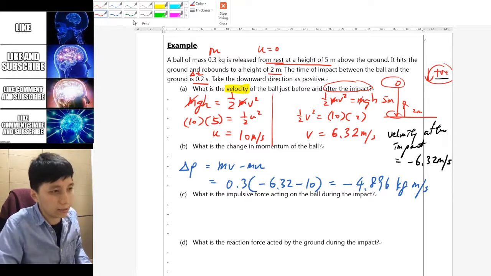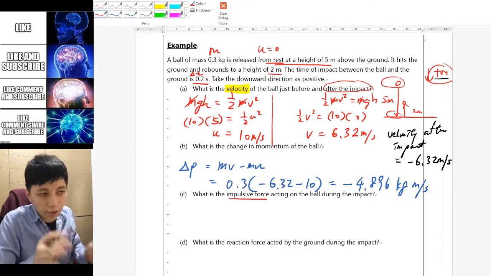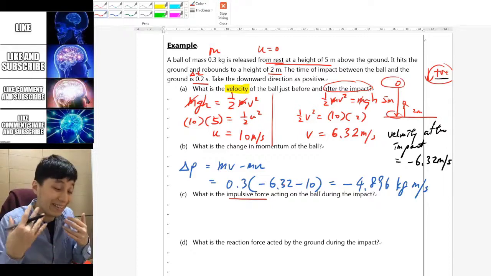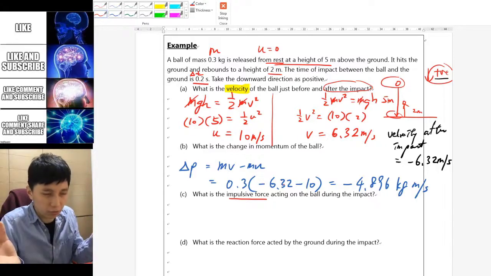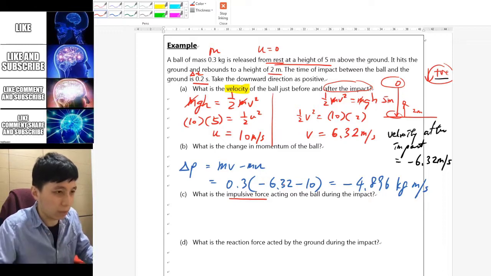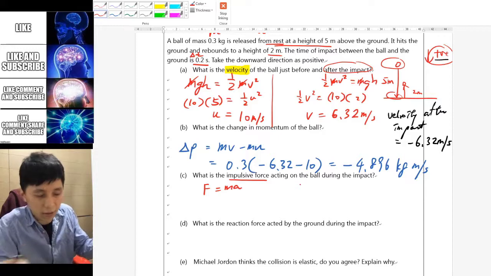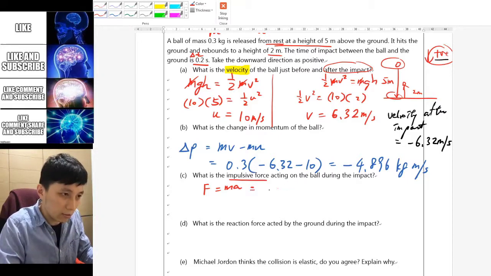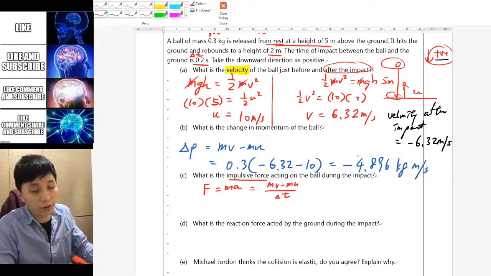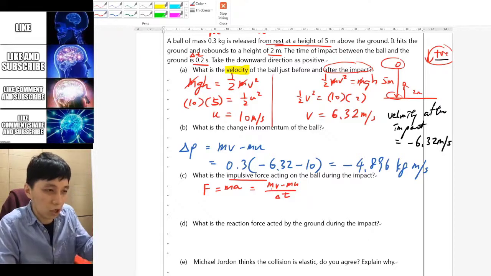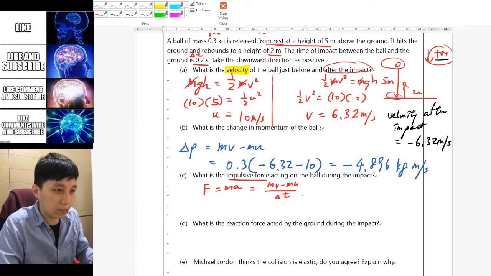Part C is asking you for the impulsive force, and here basically it means the net force during the collision, during the impact. So that is called the impulsive force. Simply what you have to do is, using the equation that we talked about, F equals ma actually, and that's the net force, and that should equal mv minus mu over delta t. If you remember, this is how we derived it earlier, and the one at the top, mv minus mu, is in fact the delta p that we calculated.